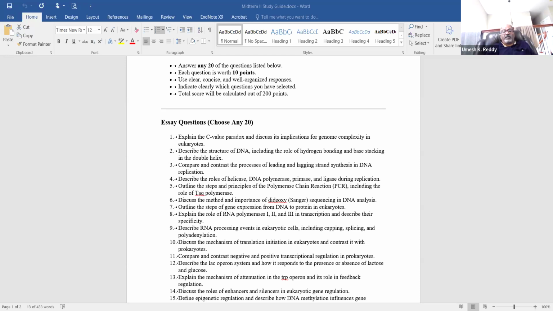Also at this point, alternative splicing can happen. So combinations of exons produce multiple transcripts, a variety of transcripts that eventually translate into multiple proteins. So that is all under the spliceosome.